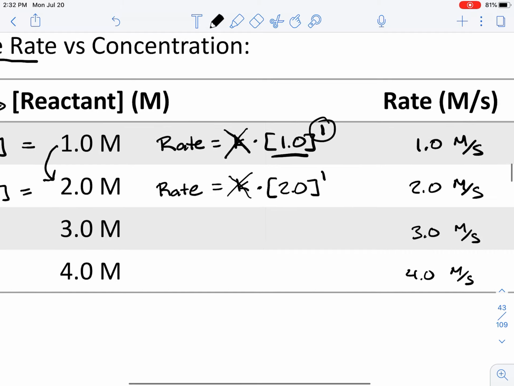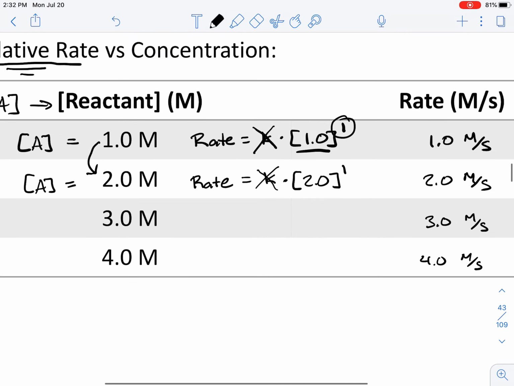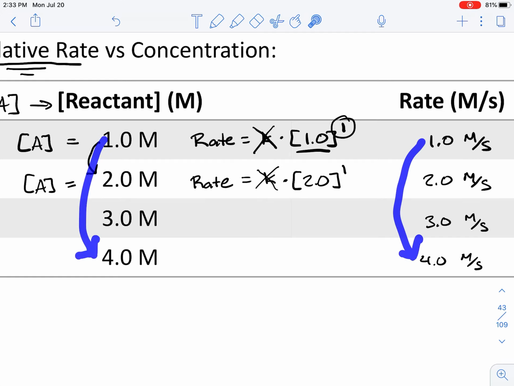Basically what this is telling us is that if we double the concentration of reactant A, we are doubling the rate of the reaction. If we triple the concentration of reactant A, we triple the rate of reaction. And if we quadruple the concentration of reactant A, we quadruple the rate of the reaction.